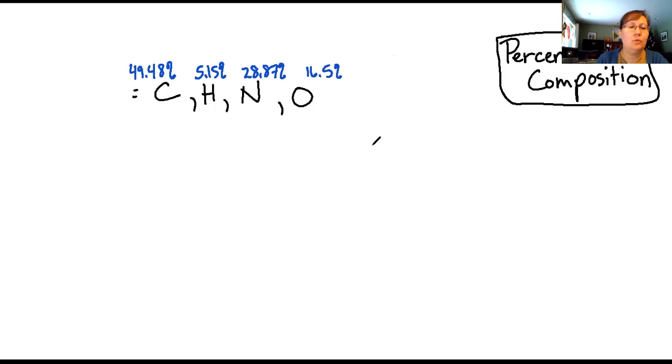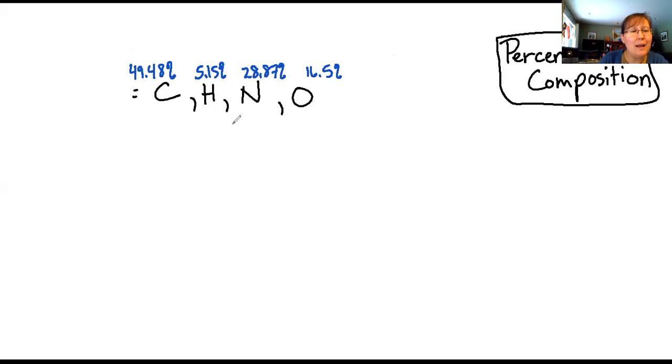Now, I skipped a step. Sorry, I didn't skip a step, I skipped a topic. One of the things that you're going to find is that this is going to give you an empirical formula, because it's going to give you a ratio of elements. It's not going to give you your molecular formula. So let's talk about the difference between those two things.